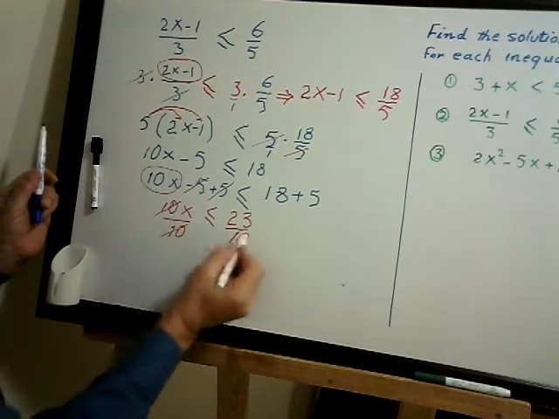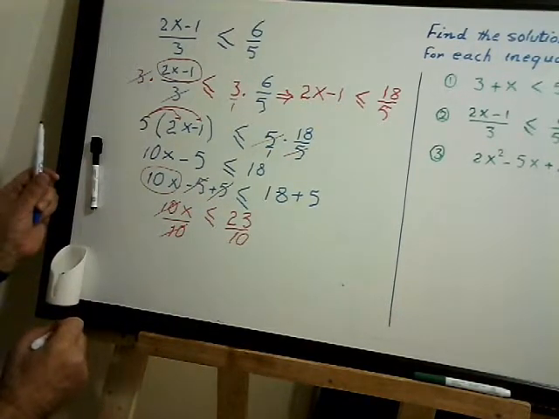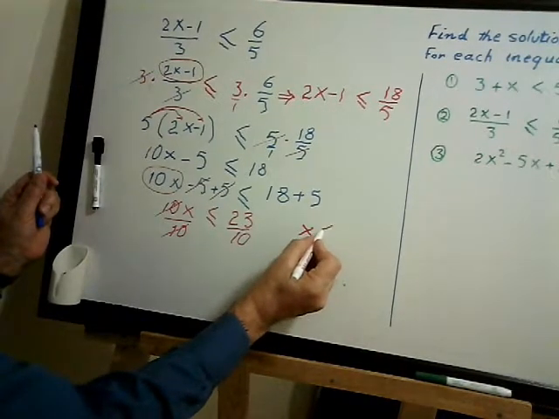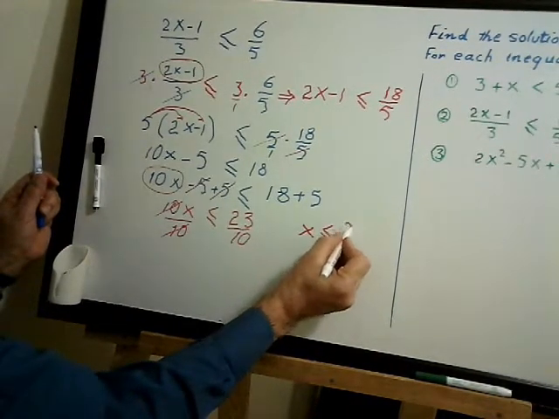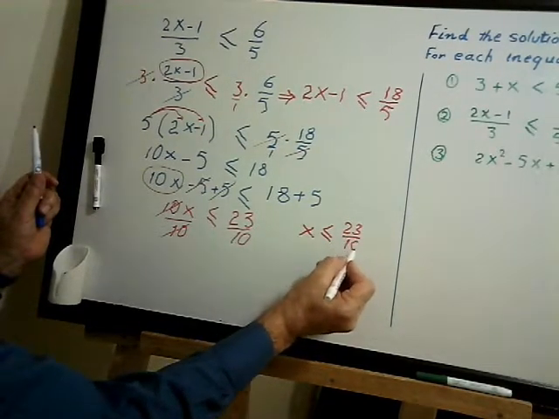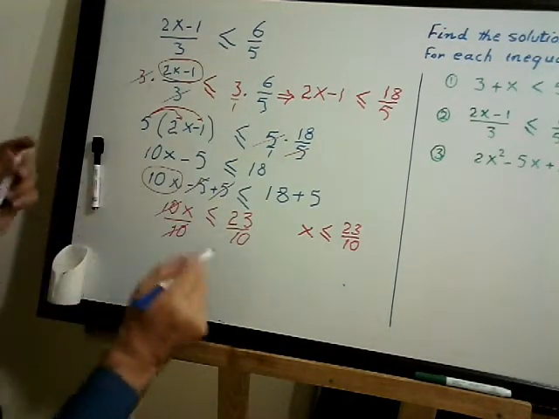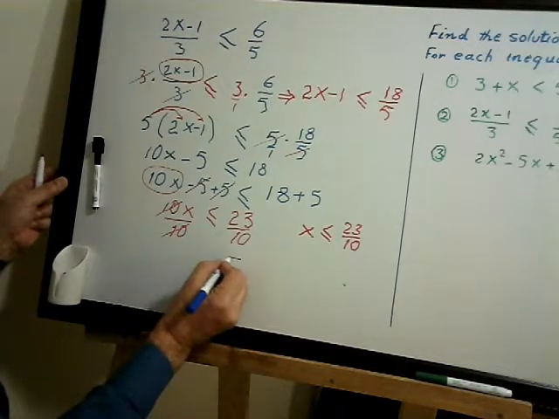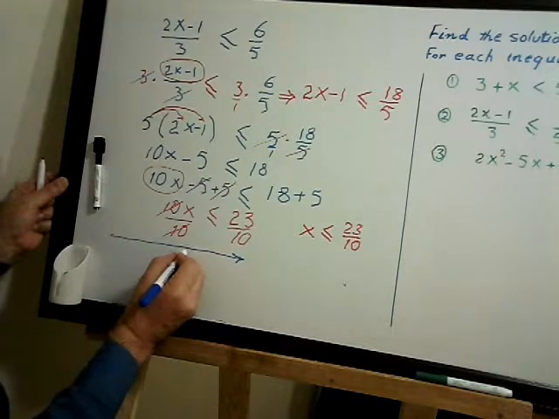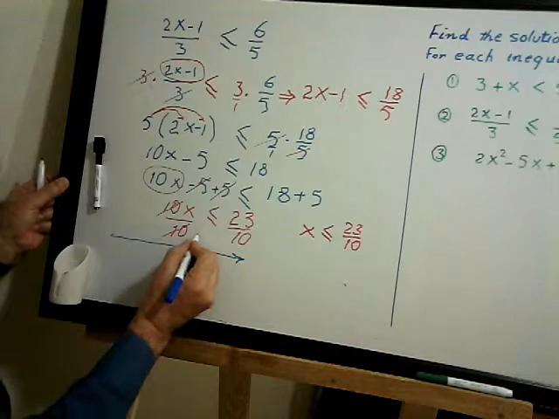Dividing by a positive number will not change the sign of the inequality. So x is less than or equal to 23 over 10. This is the solution for the inequality here. If we want to represent that on the line of real numbers, consider here anywhere you can put 23 over 10.